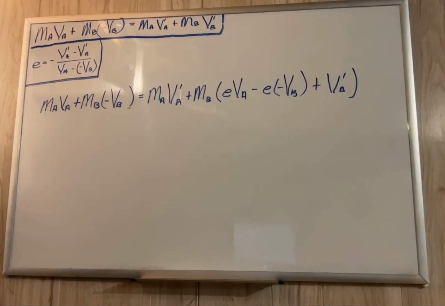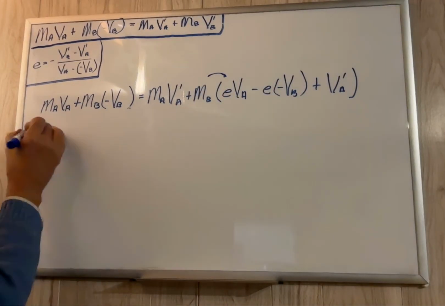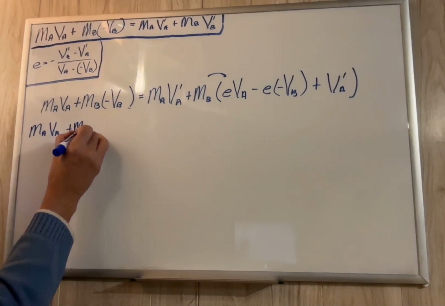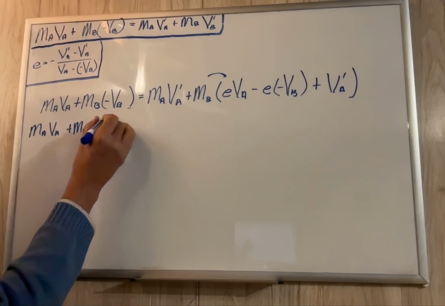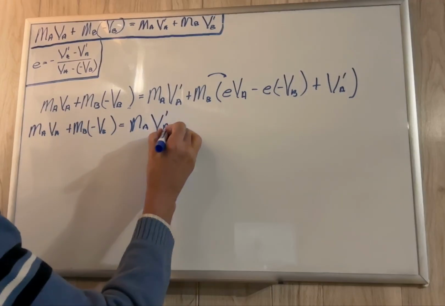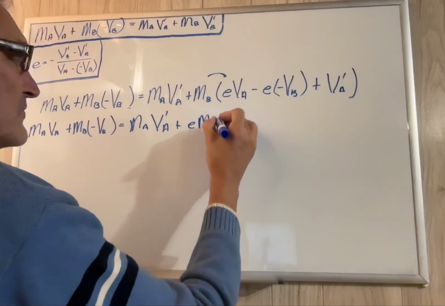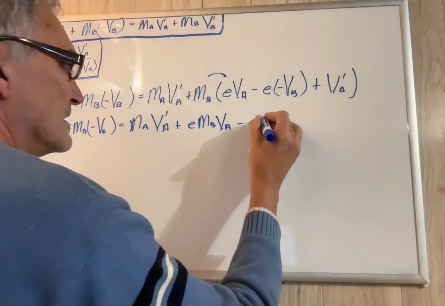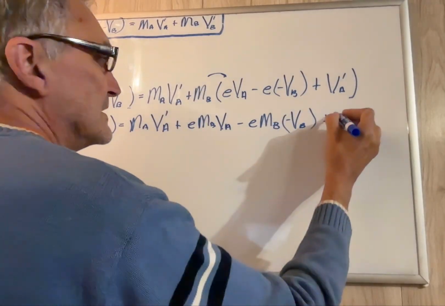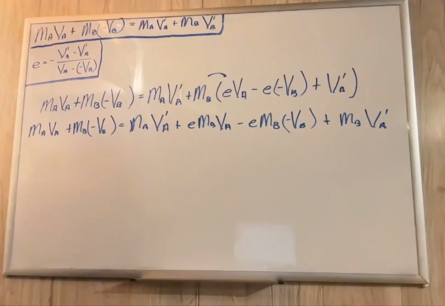All right, so let's distribute the MB into each part. So we got MA VA plus MB VB is going to be equal to MA V prime A plus MB times the rest. So let's put the E first, this looks nicer. MB E VA minus E MB VB plus MB V prime A. All right, so now we're left with this.